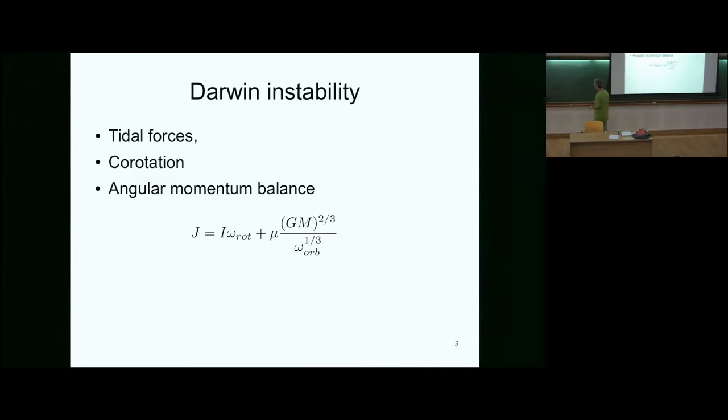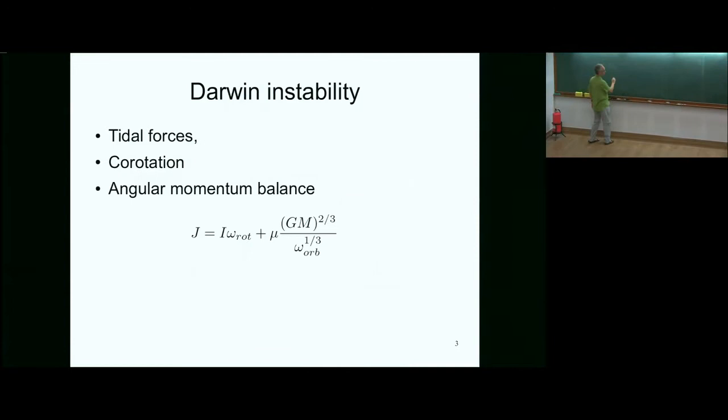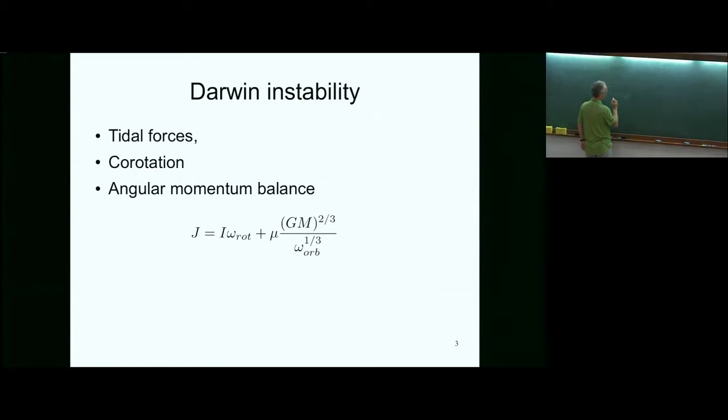So if you consider the total angular momentum like over there, it's I omega rotation of the big star plus the angular momentum of the orbit, this is two-thirds, if I remember. If we differentiate that, then we get a zero because this is conserved, and then it's I_b d omega rotation plus mu G M to the two-thirds omega to the minus one-third d omega orbital.